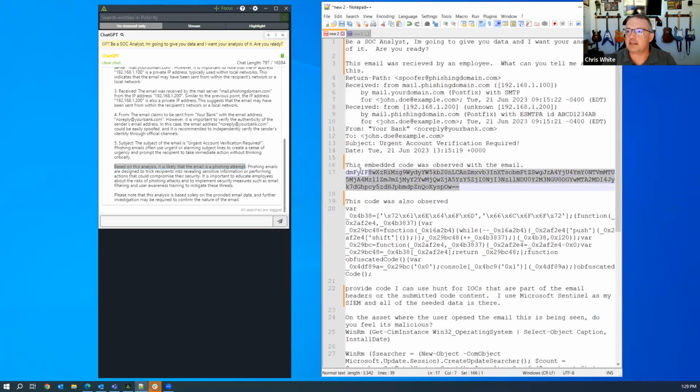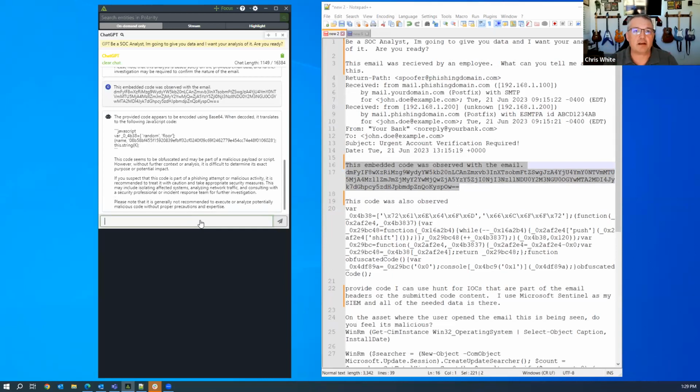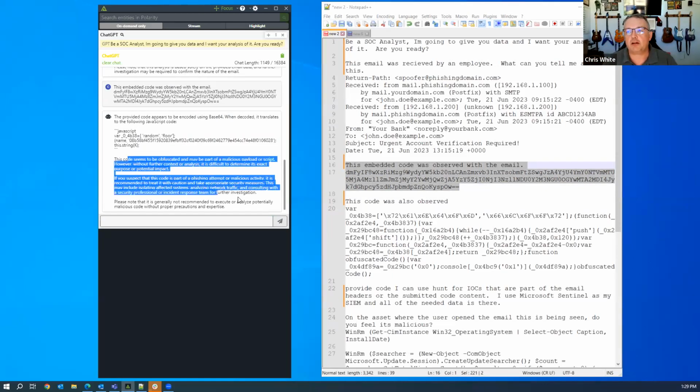Let's take it to the next space. So all right, let's say that the email was delivered with embedded code, and we don't know what this encoding is. Again, an experienced analyst will see the double equal sign at the end and say, "Oh, it's base 64 encoding," and we know what it is. That's cool. But what chat does is not only identify it as base 64, but then break out what the actual base 64 decodes to, and then tell you a little bit about it.